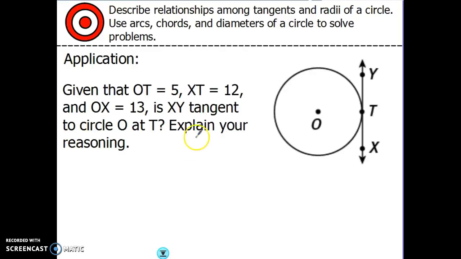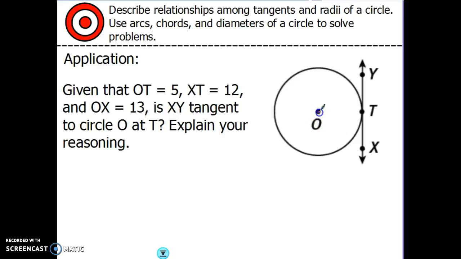All righty. So you are given that OT equals 5, XT equals 12, and OX equals 13. And we want to know, is XY tangent to circle O at point T? Okay, so let's go ahead and fill in some of this, because actually some of these lines aren't even drawn.